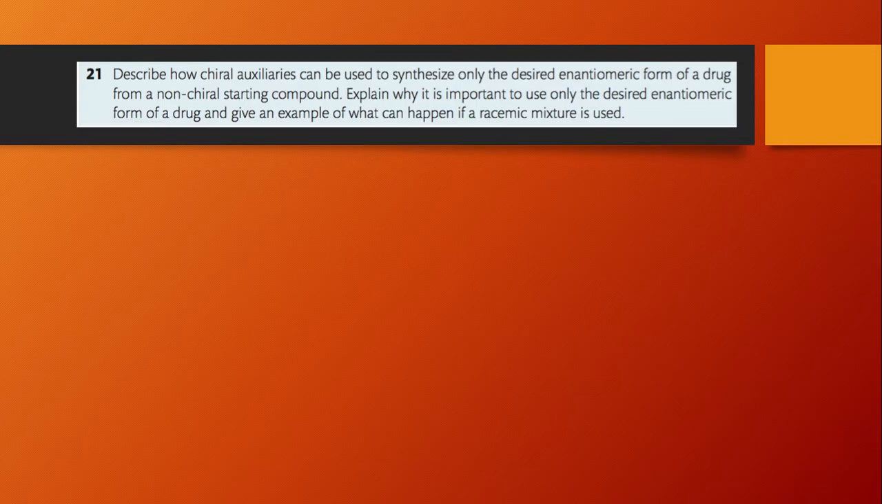All right, last but not least, describe how chiral auxiliaries can be used to synthesize only the desired enantiomeric form of a drug from a non-chiral starting compound. Explain why it is important to use only the desired enantiomeric form of a drug, and give an example of what can happen if a racemic mixture is used. Okay, so hopefully you remember from before what a chiral auxiliary is, what it's used for.